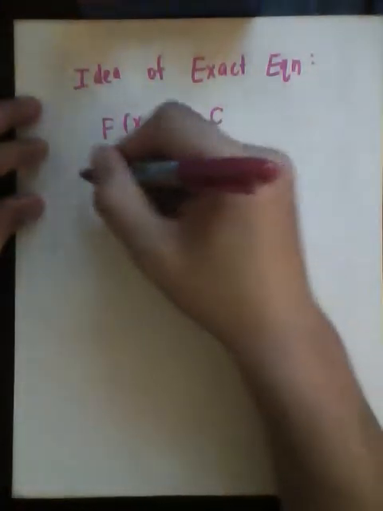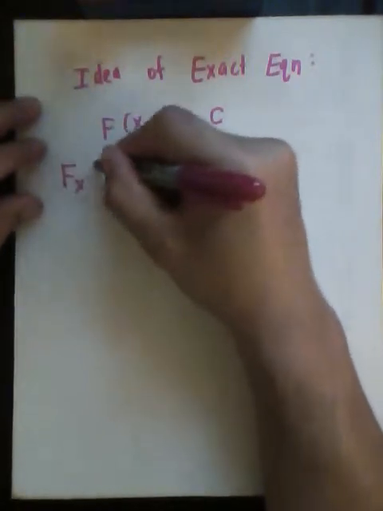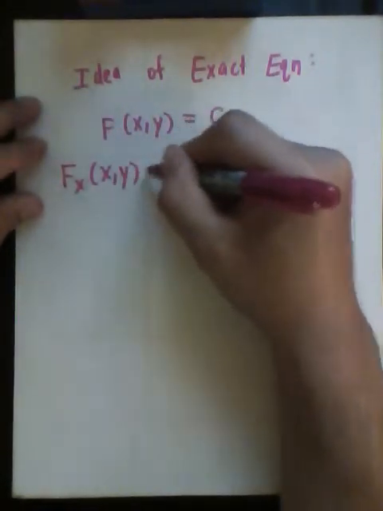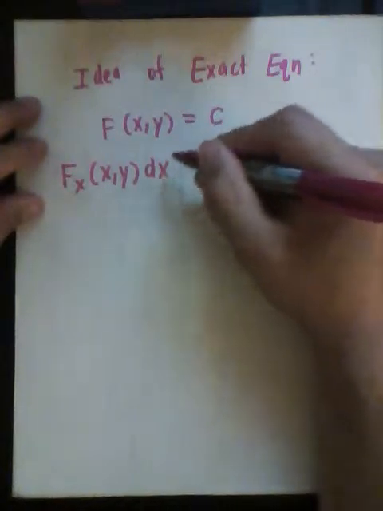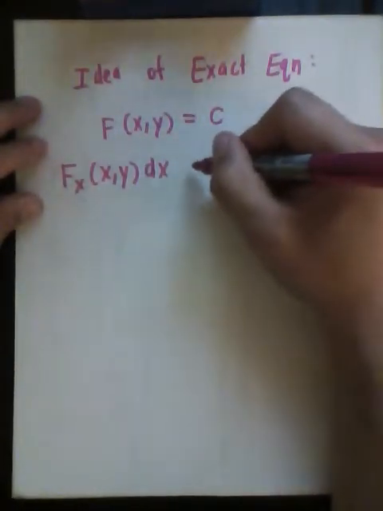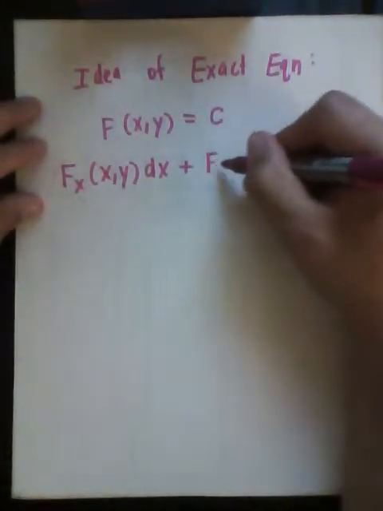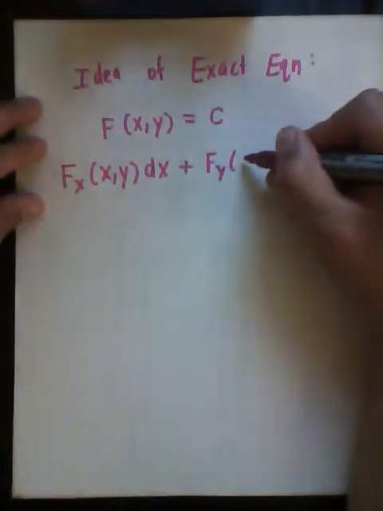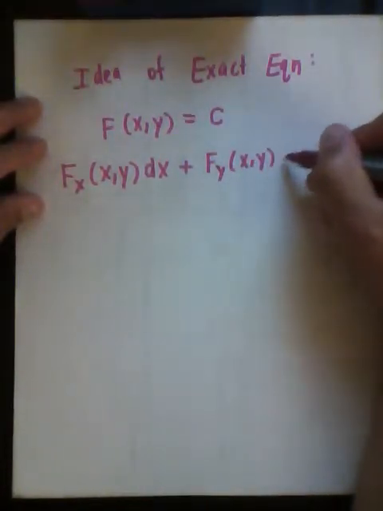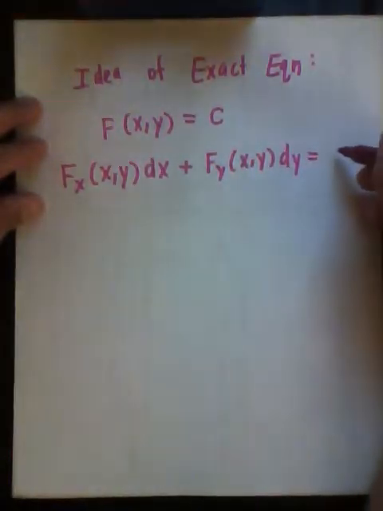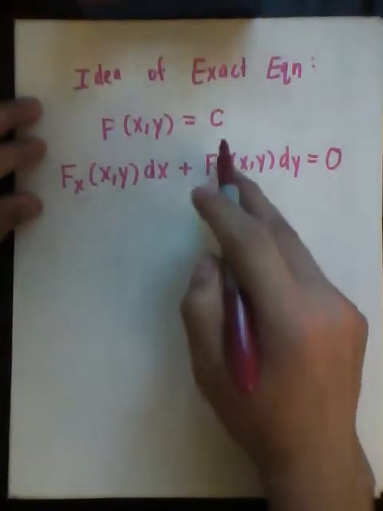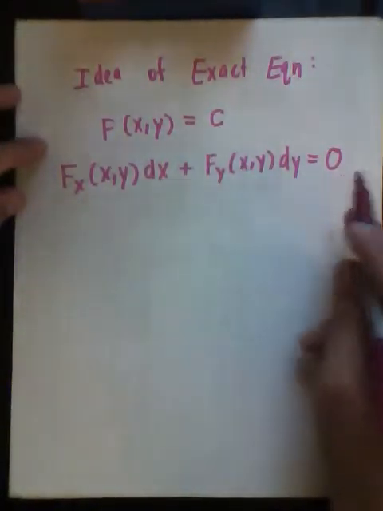And then they say, well, if we take the total derivative of this function, then it will look like this: f sub x dx plus f sub y dy equals 0, because the derivative of a constant is just 0.